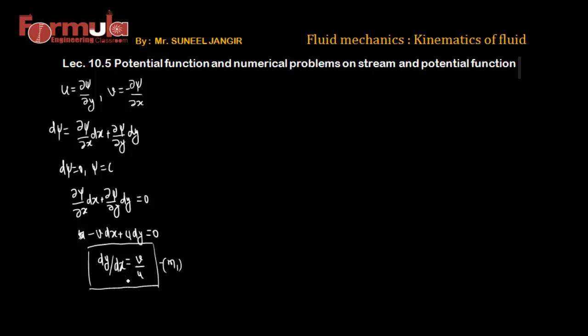Now we require lines that are exactly perpendicular to the streamlines. We know from our previous mathematics that when two lines are mutually perpendicular, their slopes m1 and m2 satisfy m1 m2 equals minus 1. So m2 is equal to minus u by v.